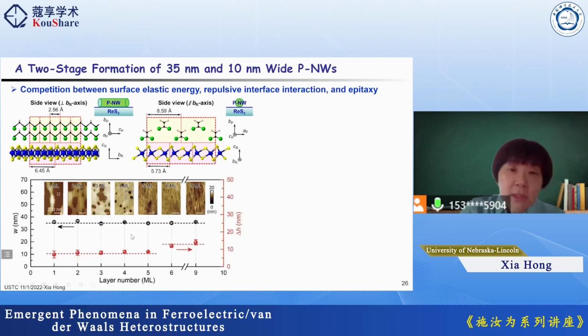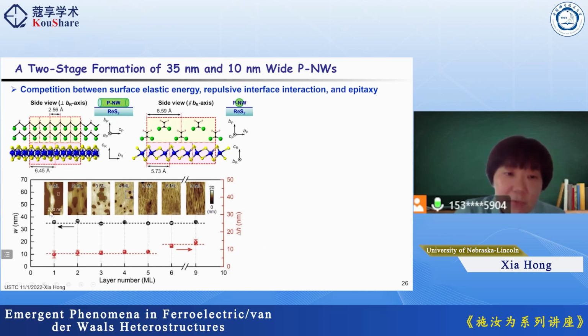This is actually a self-terminated process. We changed the amount of starting material from 1 monolayer of PVDF to 9 monolayers. We find that the width of the PVDF nanowire is always 35 nanometers, showing that it's really the energy competition between these different energy scales that determines the optimal size of the nanowire.